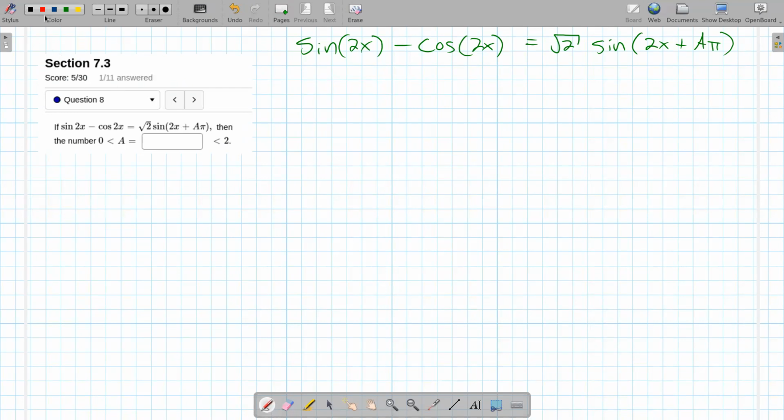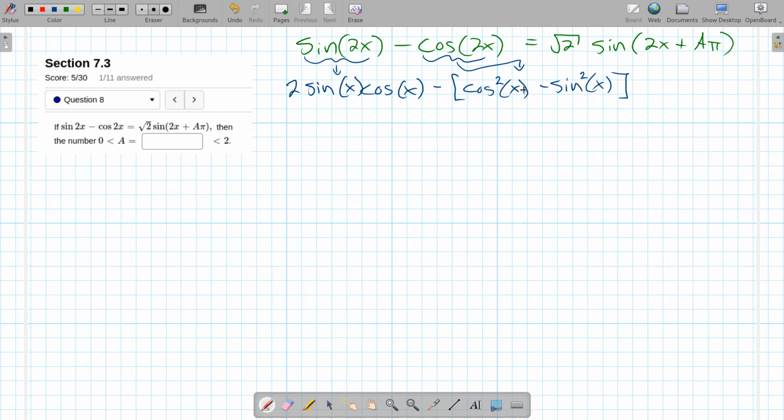When you're playing around with these trig functions, you just got to try something and see what happens. So sine double angle is twice the sine of x times the cosine of x. Cosine double angle, we have three options there. I'm going to go for the first one, which is the cosine squared of x minus the sine squared of x. So that is, again, this right here and that right there. And I haven't done the other side.